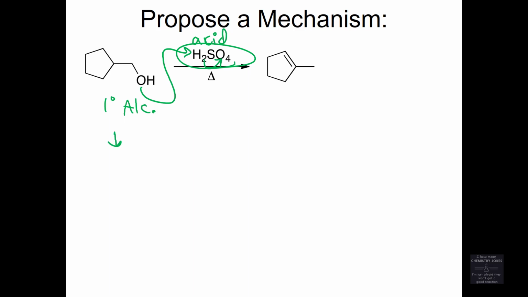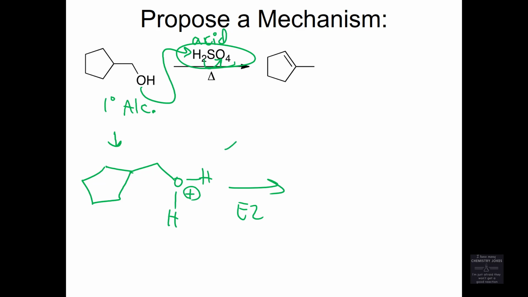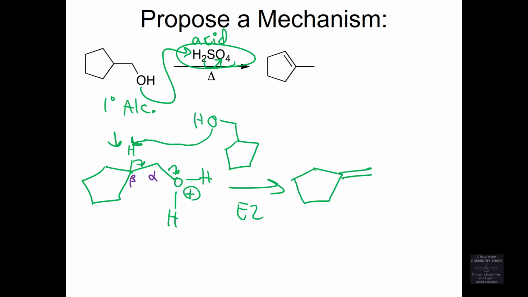So off to the races I go, getting started on a mechanism. Make my alcohol a better leaving group, like this. And then I do an E2 elimination because it's a primary alcohol. I shall not make a primary carbocation. So I'm going to take a beta hydrogen, alpha, beta, beta hydrogen, from here. Dump in electrons, kick out water, and I get alkene.